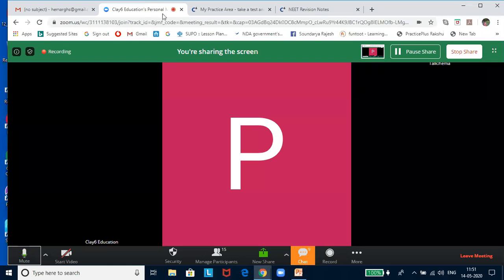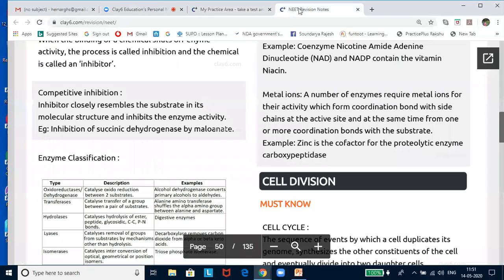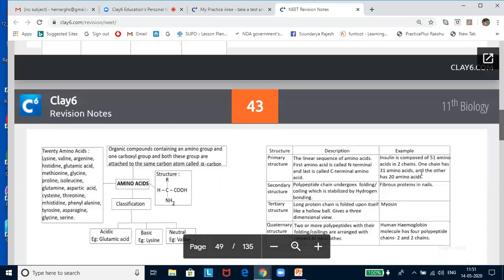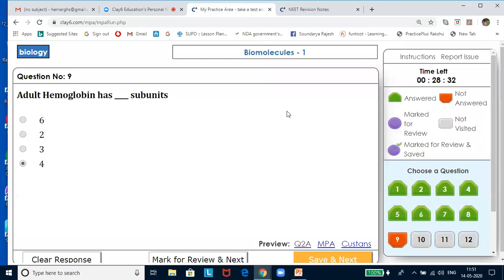For this, if you had to look into the test itself, you look into these tables, and here you will be able to get the idea. If we are talking about human, it has got 2 and 2 chains. That means it has got 4 chains. So that is why I said this test is in congruence with your revision notes and it will help you a lot.